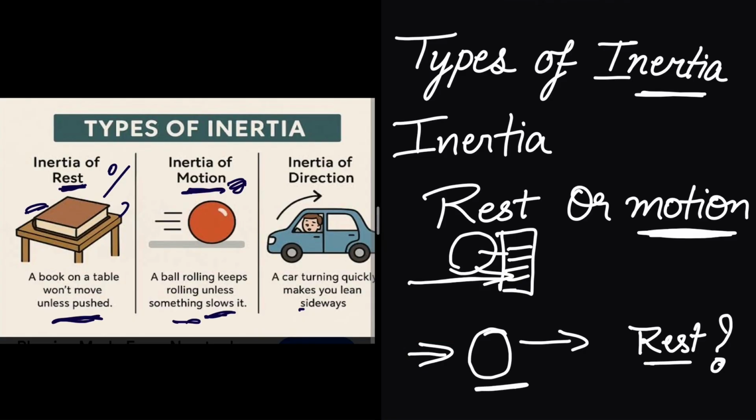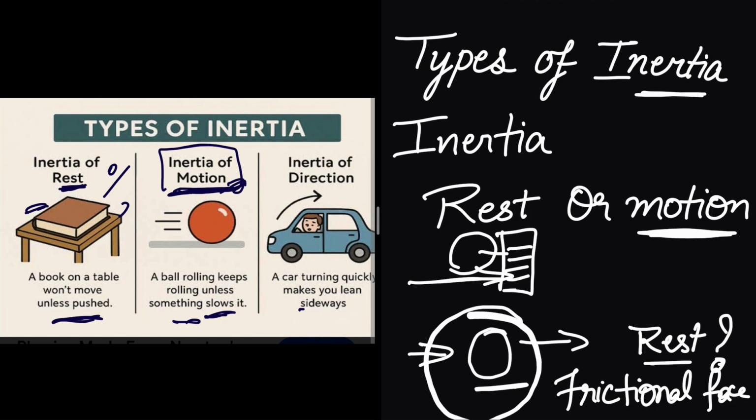What do we call that force? That is the frictional force. If the frictional force were zero, then the body would never come to rest. Why? Because of the inertia of motion, the inability of this body to change its state. If it is in motion, it wants to remain in motion.